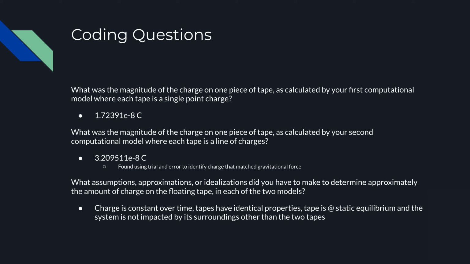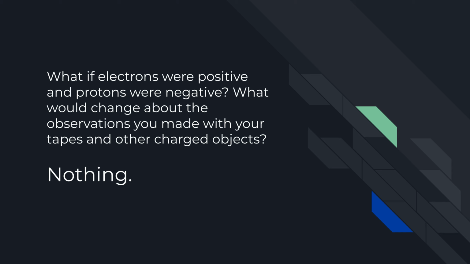So some things that may have happened: we assume the charge is constant over time. That's not necessarily accurate. We also assume the tapes have identical properties, meaning size and charge, and also that the tape is at static equilibrium, and the system is not impacted by its surroundings other than the two tapes. So what if electrons were positive and protons were negative? What would change about the observations you made with your tapes and other charged objects? I mean, really nothing. Electrons and protons aren't really tied to the name necessarily. It's still positive or negative ions, so whether they were called two different things didn't really matter. It would still have the same result.